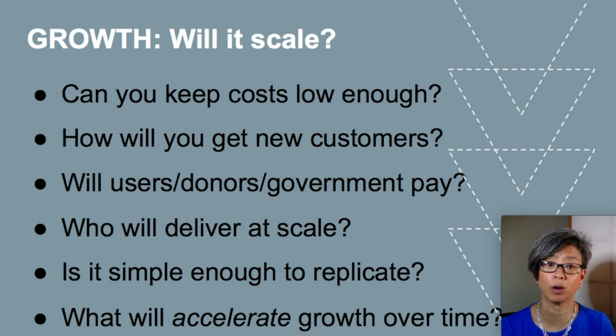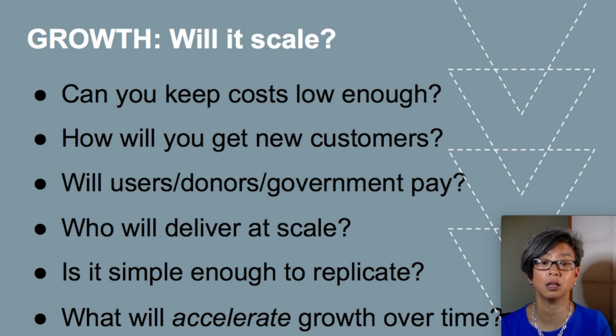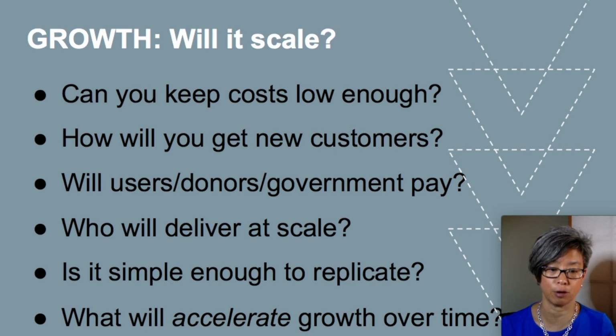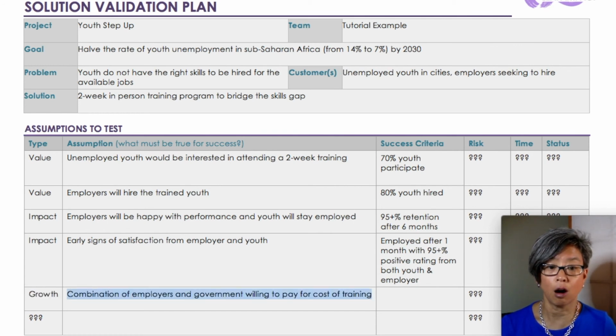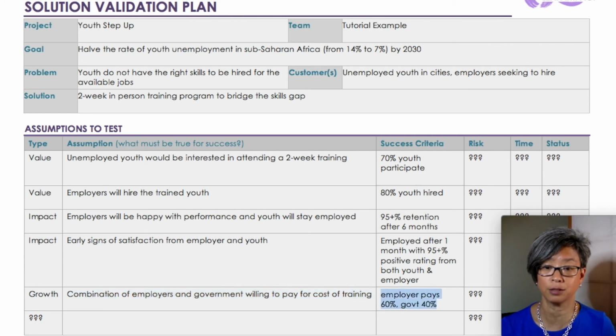Some of the questions you might want to ask are, can you keep costs low enough? How are you going to increase distribution to get to more customers over time? Who's going to pay for this? And who's going to do the work to deliver the solution at scale? Is it simple enough to replicate? And what is the engine that will accelerate growth? So going back to my example of youth unemployment, some of the assumptions that I have are, first of all, that some combination of employers and government are going to be willing to pay for the cost of training.